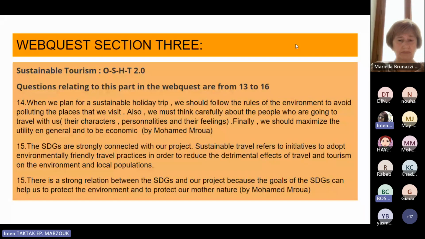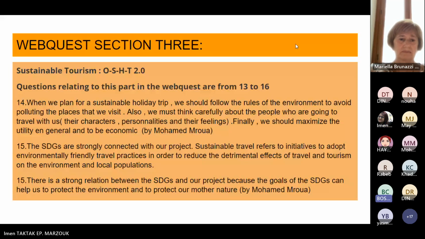For question number 14, when we plan for a sustainable holiday trip, we should follow the rules of the environment to avoid polluting the places that we visit. Also, we must think carefully about the people who are going to travel with us, their characters, personalities, and their feelings. Finally, we should maximize their utility in general and be economic. By Mohammed Moura. The SDGs are strongly connected to that project. Sustainable travel refers to initiatives to adopt environmentally friendly travel practices in order to reduce the detrimental effects of travel and tourism on the environment and local populations.